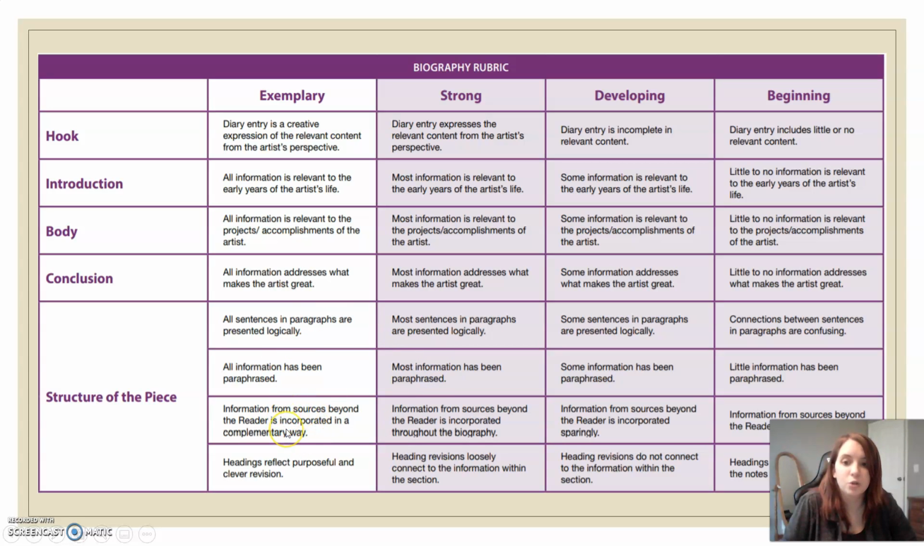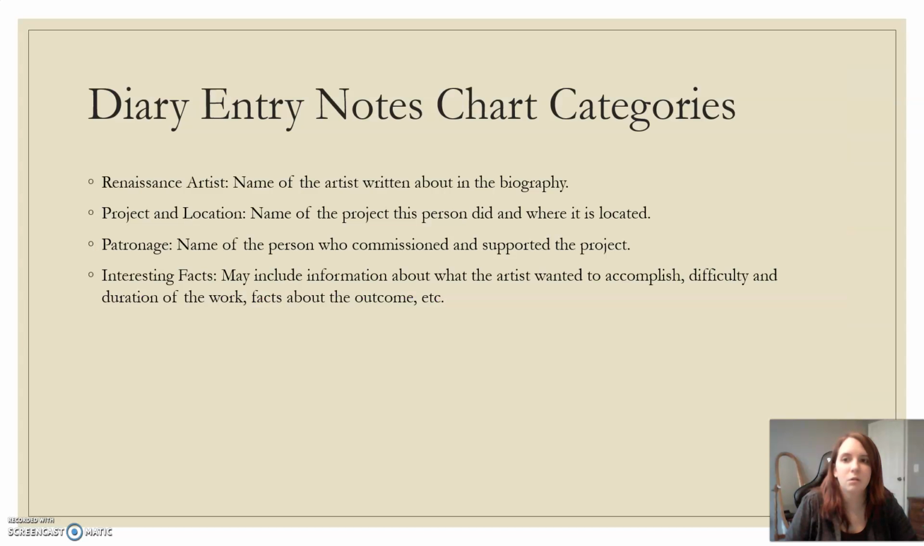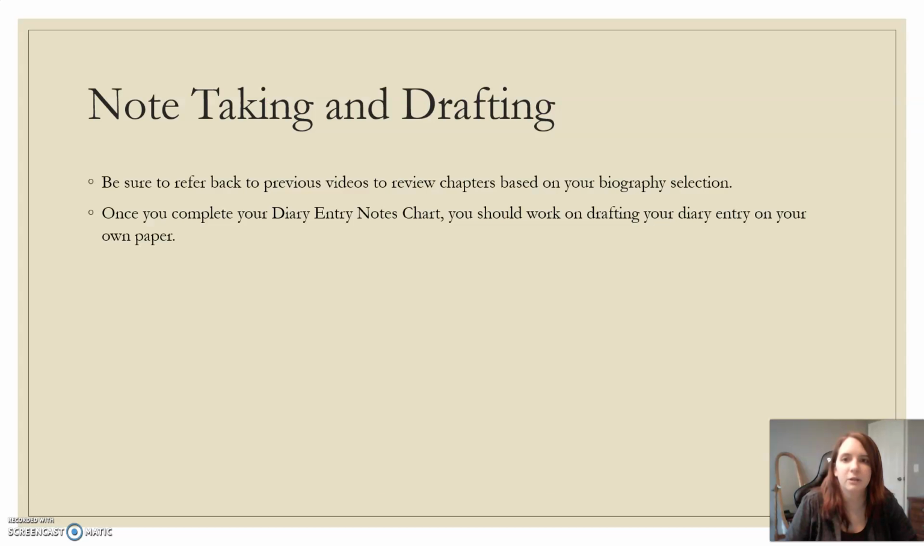Making sure you include those sources. Remember, you've already have a list of places that you pulled evidence from. You found an article using the reader. Make sure you give credit that you use those, and make sure your headings are fun, not just using what made him great or early life. What's something else creative you can come up with? Let's go backwards. So be sure to refer back to your previous videos to look at those chapters. That will help you a lot.